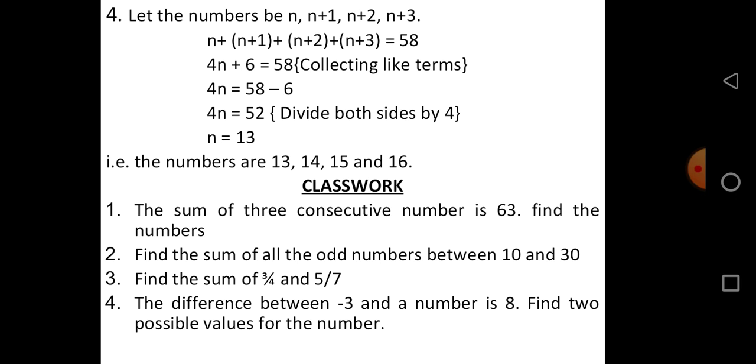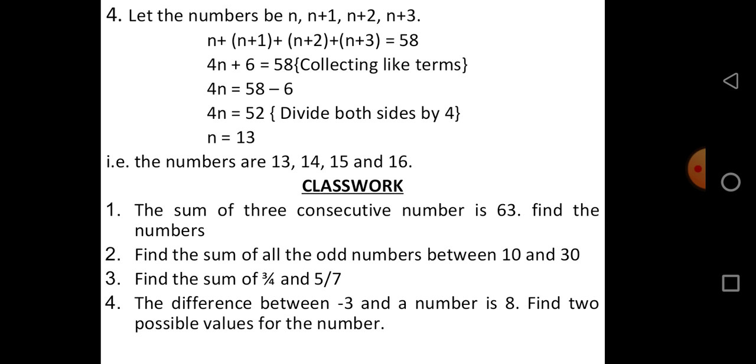Now collecting like terms, we have plus 6 on this side. So we are going to take it to the right hand side. When you take that plus 6 to the right hand side, it becomes minus 6. So 58 minus 6 will give us 52. And the next thing that we have to do here, since we are looking for n, we are going to divide both sides by 4. Why? Because 4 is multiplying n on the left hand side of the equation. So for n to stand alone, we have to divide both sides by 4. So at the end of the day, you can see that n equals 13.